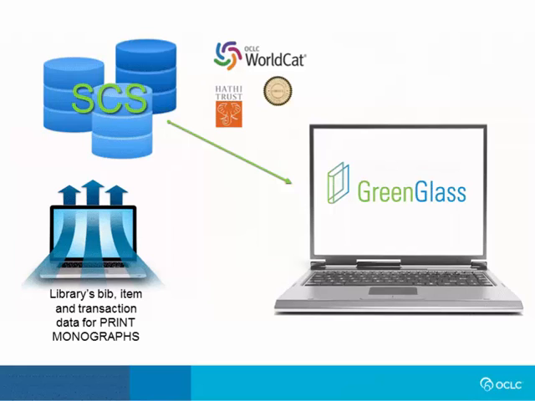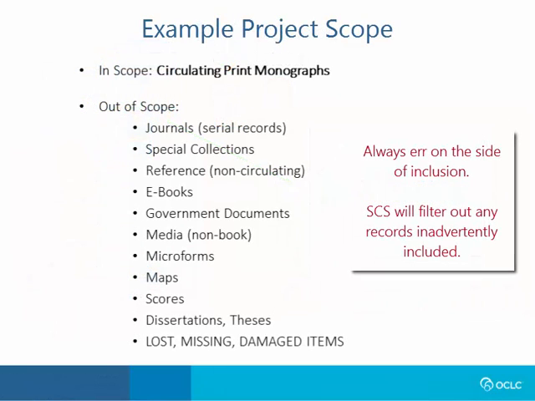As you prepare to pull data from your local system, your first consideration should be scope. If you're unfamiliar with the project scope, your library's project manager and/or your SCS liaison can spell it out for you. Before pulling any records at all, be sure you know which collections, which locations, and which formats are to be included in the analysis.